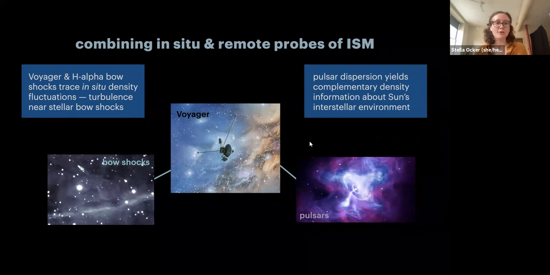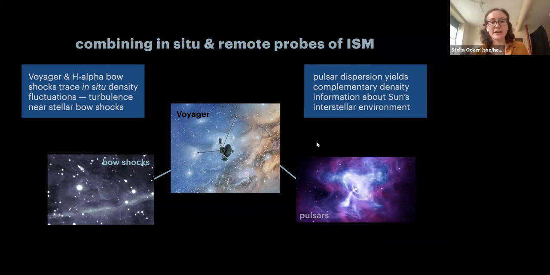The first theme is about how we can use in situ measurements of density fluctuations in the ISM with Voyager, but also with H-alpha emitting pulsar bow shocks, to trace turbulence near the interfaces between stellar winds and the ISM, particularly near their stellar bow shocks. And the other main theme of my talk will be about how pulsar dispersion and scattering measurements can yield really complementary information about the density and structure of the sun's interstellar environment. And doing these kinds of complementary studies with pulsars is really critical to placing our understanding of the very local ISM from Voyager in a broader galactic context.